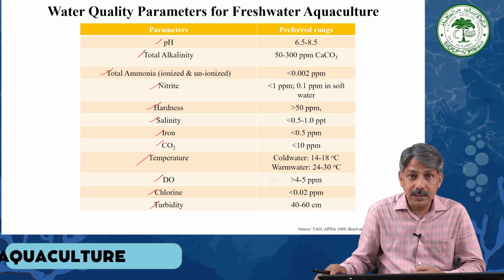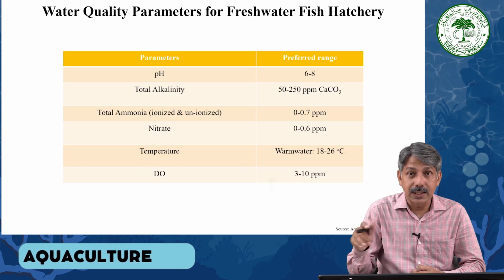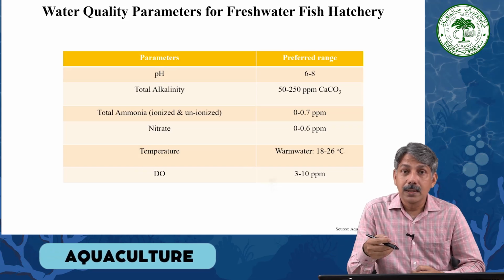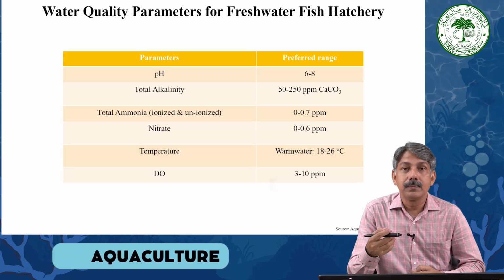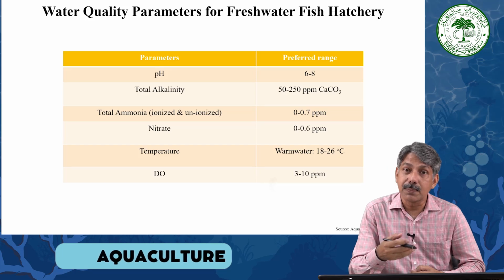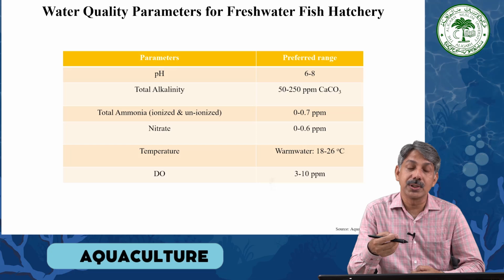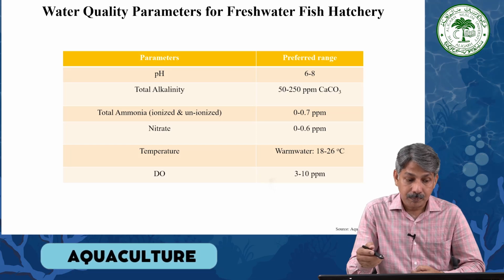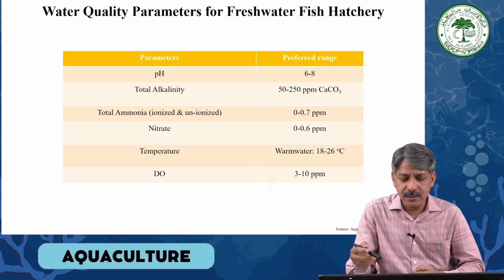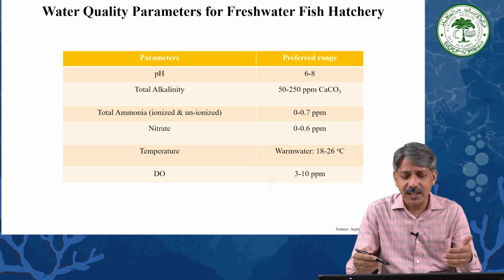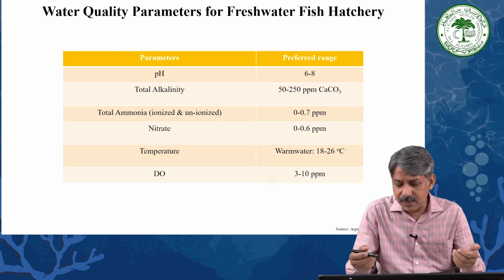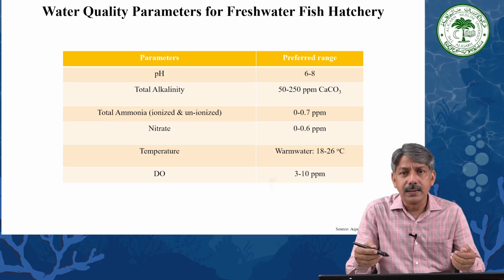So this is the average range given, but there may be different interpretations depending on the conditions, depending on the region, depending on the candidate species you are going to culture. In freshwater fish hatchery, there is very little variation in some places, but usually the same.